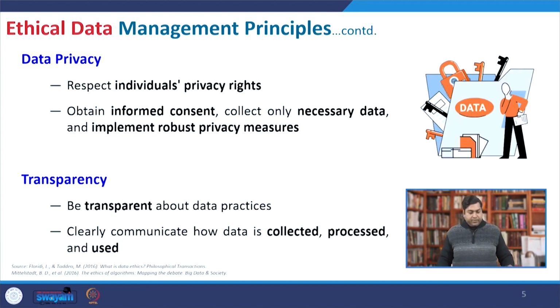So, for data privacy, the main principle is that we have to respect individuals' privacy rights. Definitely, among the information that we are collecting, there might be some which is very private and probably people may not share with you.